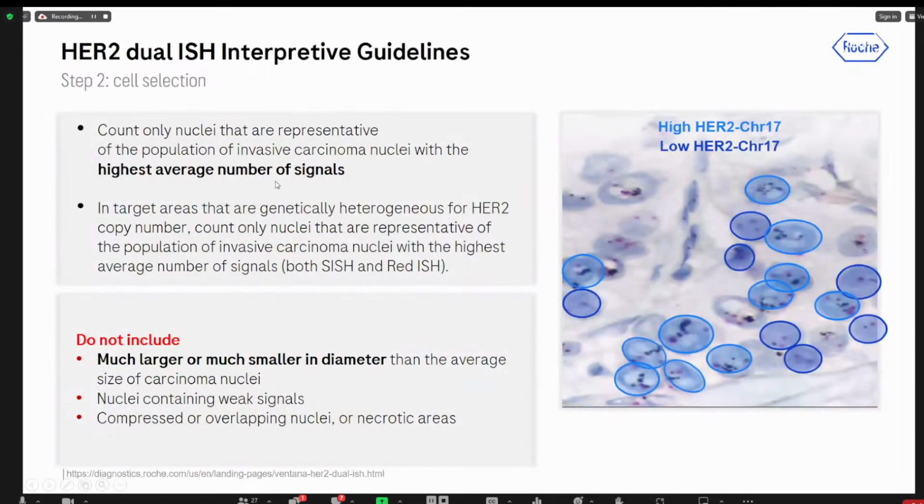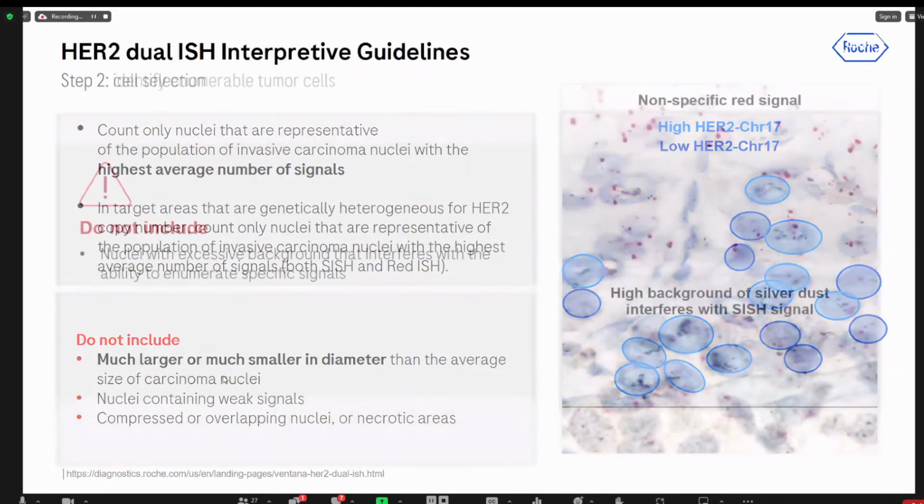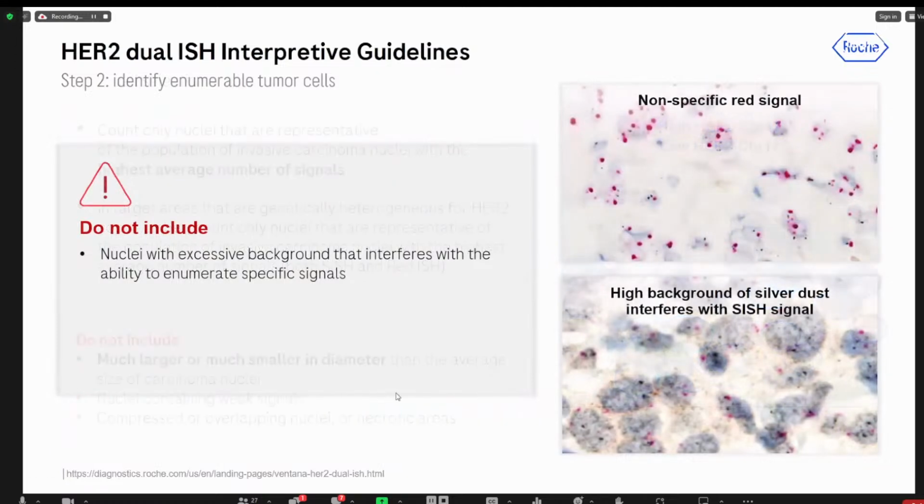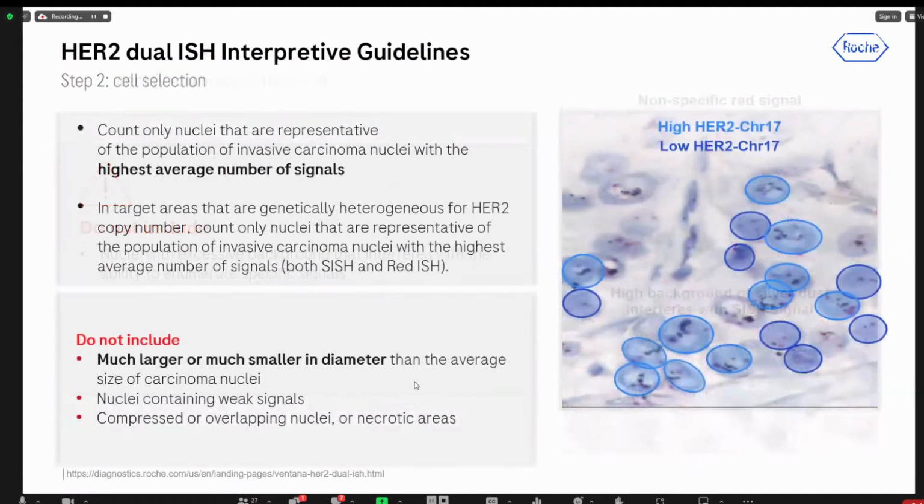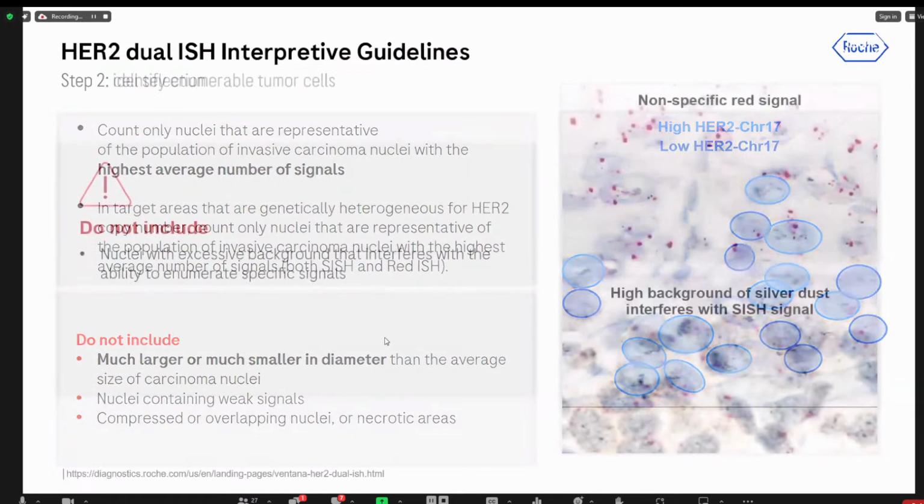So reiterating, highest average number of signals: pick those cells where you see that you have a high number of signals, and make sure that you keep out of the smaller or much bigger sizes. And then of course, if you have a very weak signal, or if you have overlapping nuclei, or if you have necrotic areas, these are not the areas that you should select for counting.